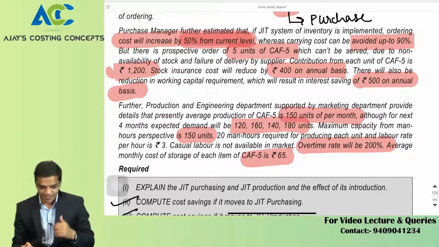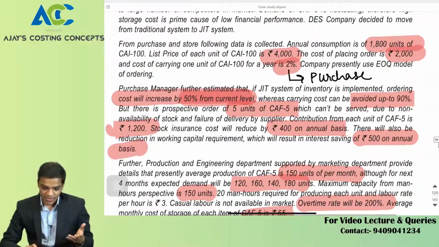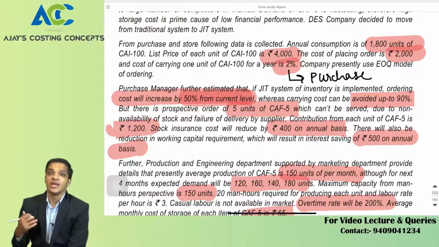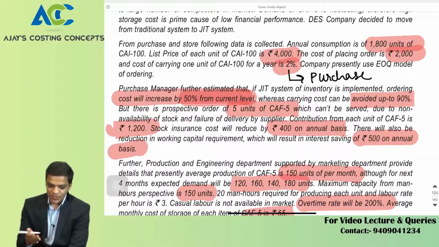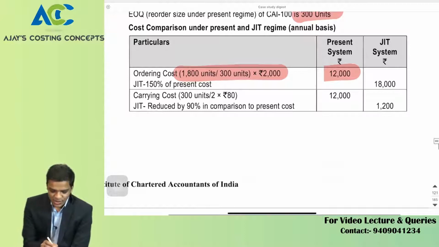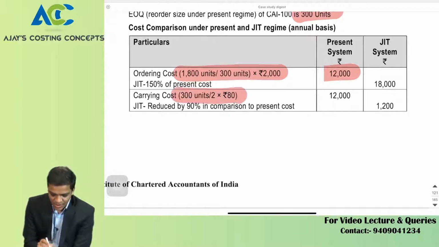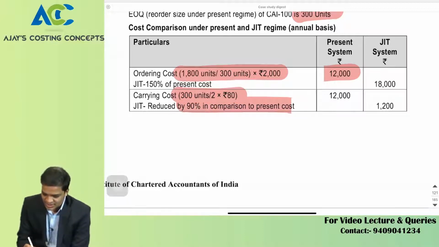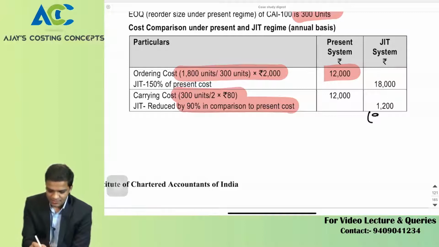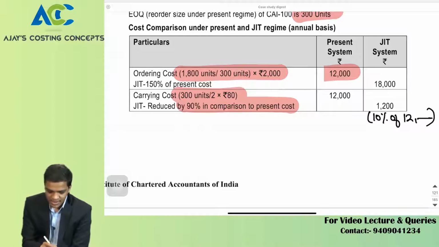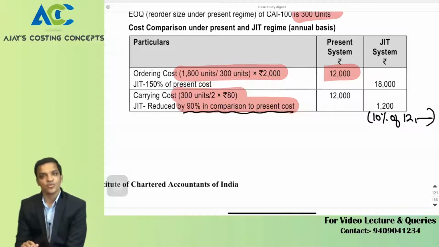Moving onwards further. Next is my inventory carrying cost, right? If I purchase 300 units in my EOQ, so 300 plus 0 divided by 2, into 2% of 80 rupees, that is the cost I will incur. But over here, in just in time, it should be 90% in comparison to the present. So this 1200 is basically 10% of 12,000, as it will be 90% in comparison to the present cost, it would be reduced.